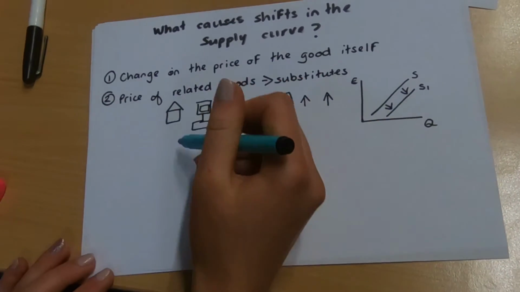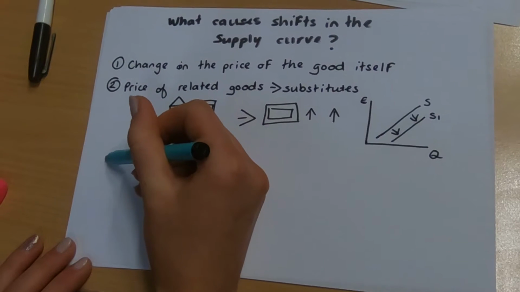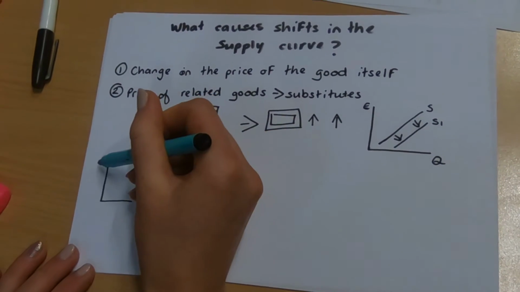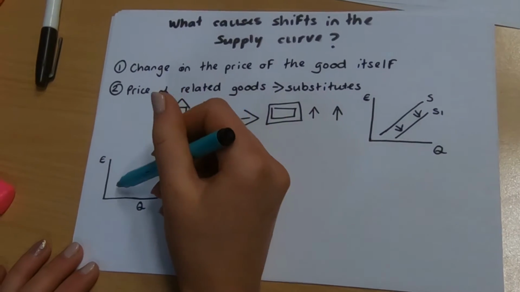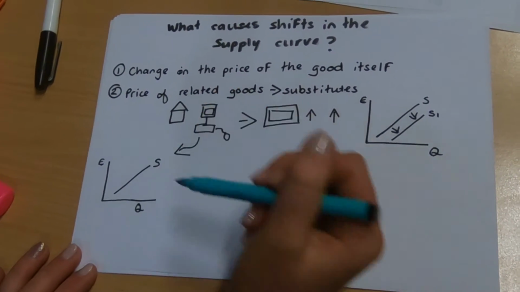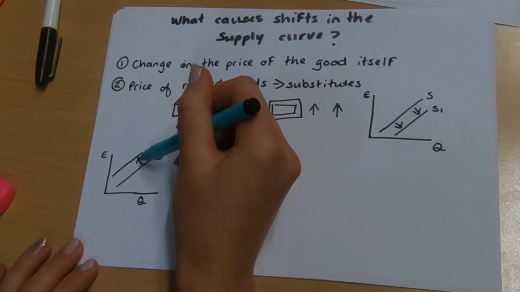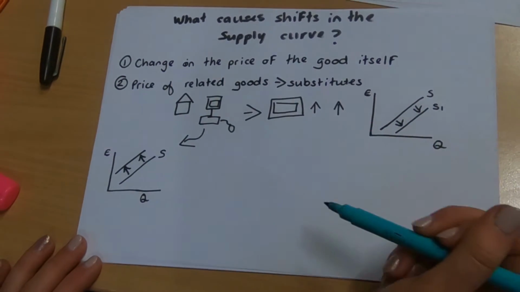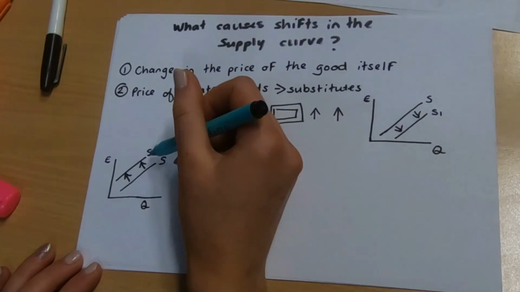We can also represent the supply of computers on this supply curve. The supply of computers was here at S, however it shifted inwards when the firm decided to produce the alternative product, which was the tablets.